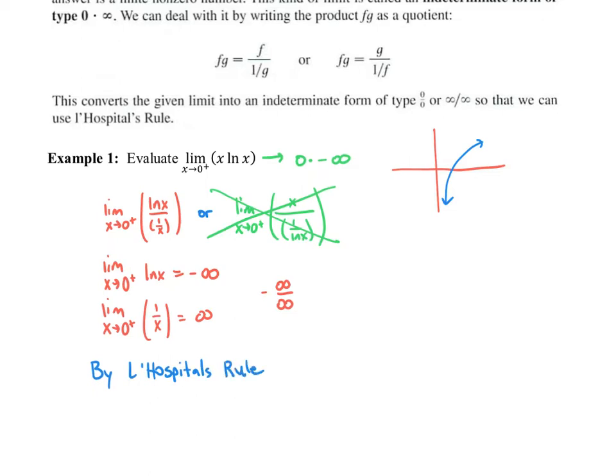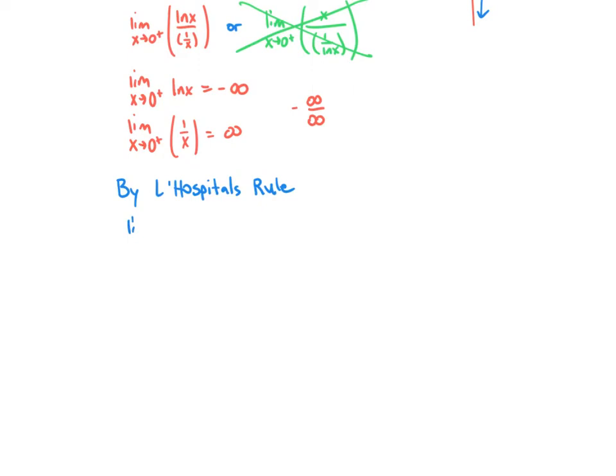Okay, so we have L'Hopital's rule. We're going to take the same limit as x goes to 0 from the right side. We have the derivative of the natural log of x, which is 1 over x. We have the derivative of 1 over x. Remember, 1 over x is really just x to the negative first. So we have negative 1 over x squared. And I'm putting a lot of parentheses in here, I suppose. So that's our format here.